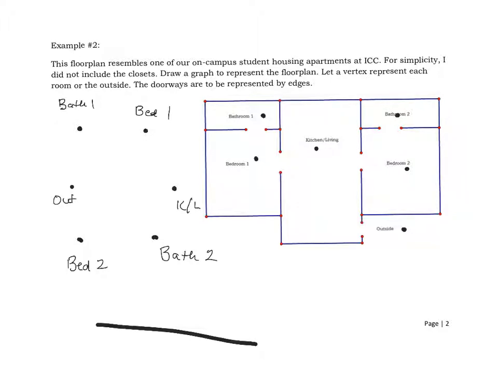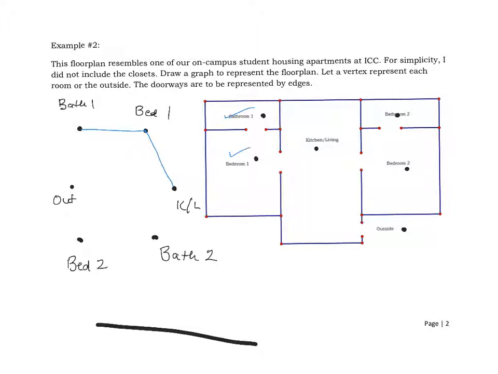Okay, so let's consider bathroom 1 first. There is only one doorway from bathroom 1 to bedroom 1. So I will just draw one edge representing that doorway. Now let's look at bedroom 1. I should have two edges emanating from bedroom 1. I've already got one taken care of, and I need another edge from the bedroom to kitchen living.